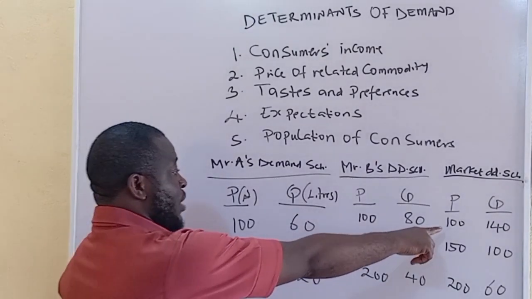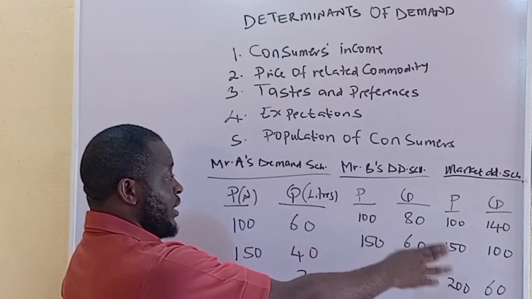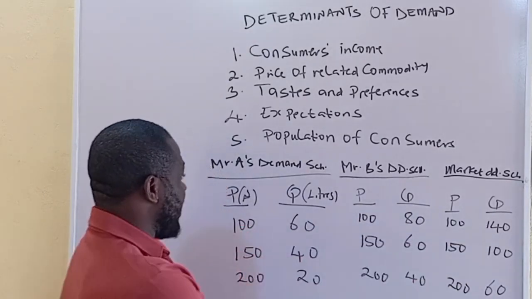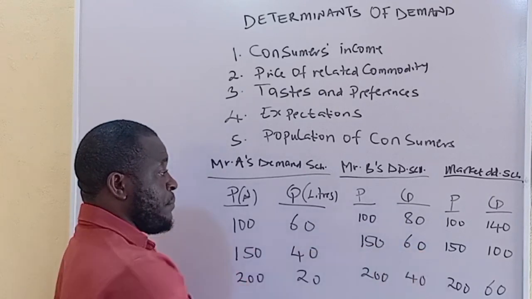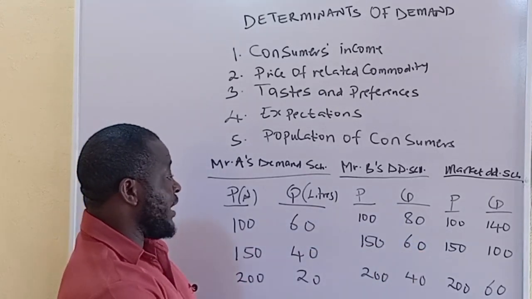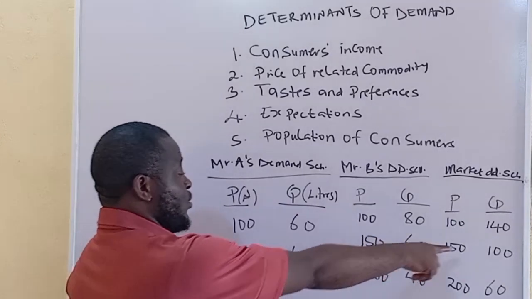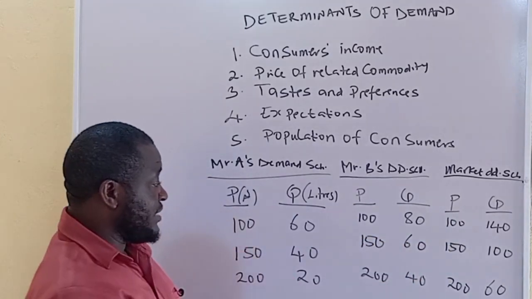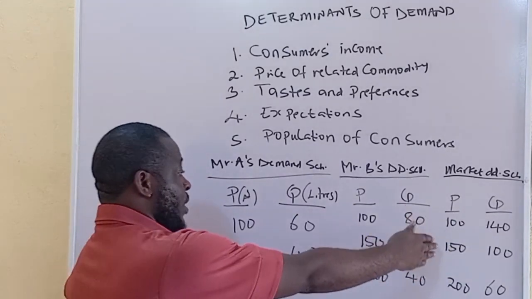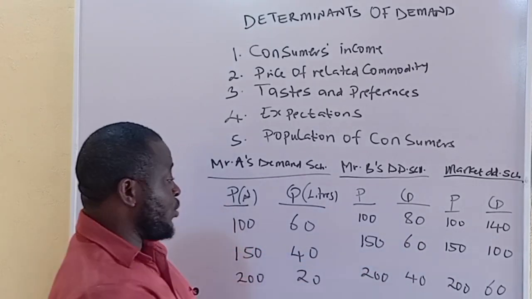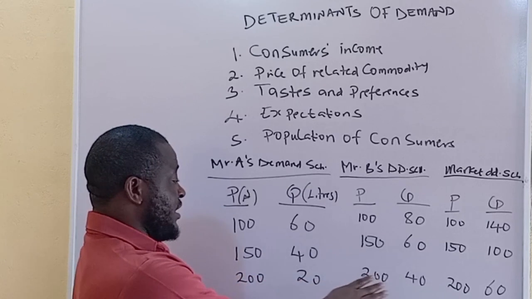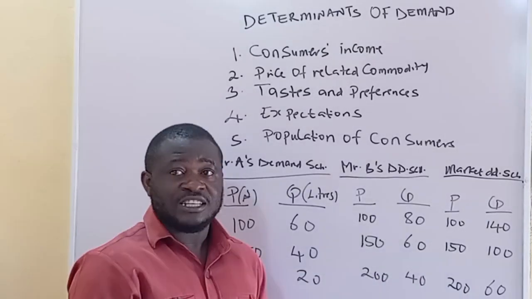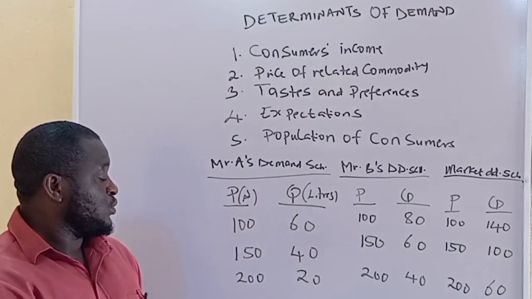So when the price was 100, the two consumers were willing and able to purchase 140. That's 60 plus 80. While when the price increased to 150 naira per liter, the two consumers were willing and able to purchase 40 and 60, 100 liters of petrol. And the same thing applicable when the price increased from 150 to 200, when both of the consumers were willing and able to purchase 20 and 40 liters individually. That's a total of 60 liters of petrol.